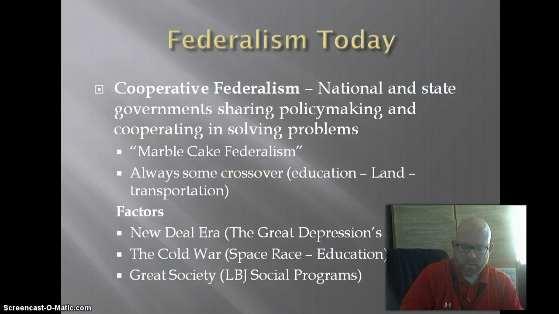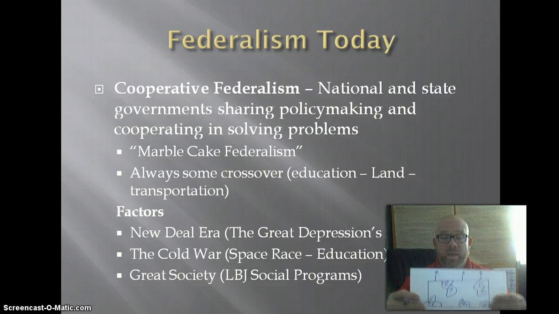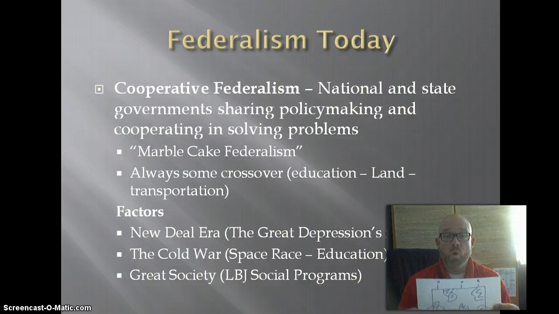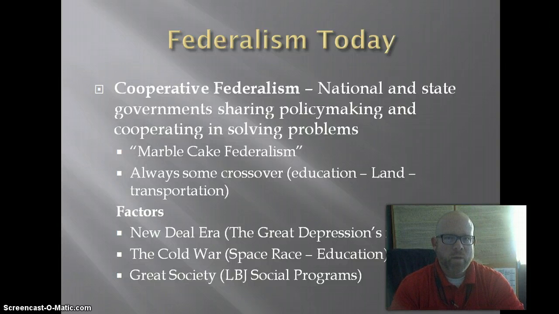So instead of having a very defined chocolate and vanilla layer, we're going to have what they call marble cake federalism. And again, I'm drawing my picture of my birthday cake. This is an example of marble cake federalism. You can see here there's no definitive line in between, but we do have areas where there are chocolate and vanilla and they overlap, and there's no clear division. That's marble cake federalism. That's the federalism that we are still in the midst of today.